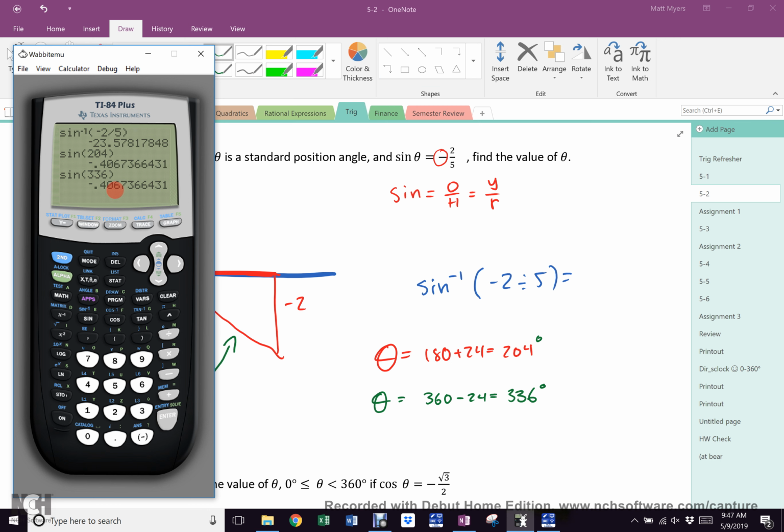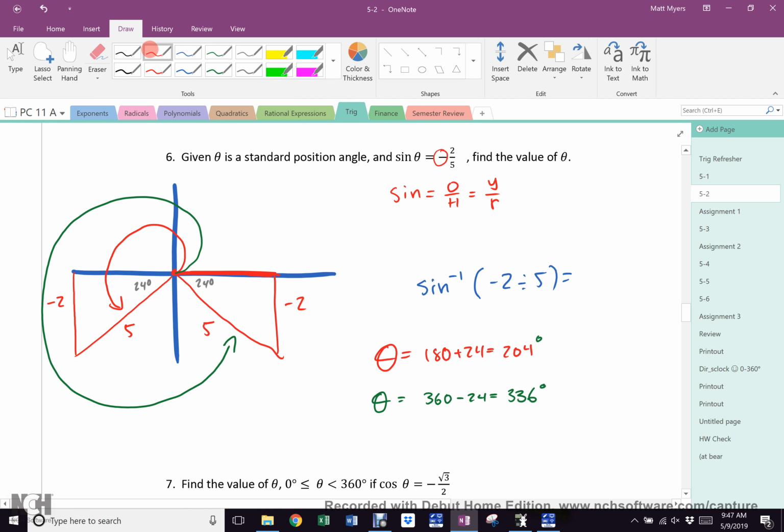-0.4. Everybody cool? Remember, if you know what you're doing, maybe you don't need to draw it. But if you draw it, you really can't do it wrong, can you? All right, let's look at the next one.